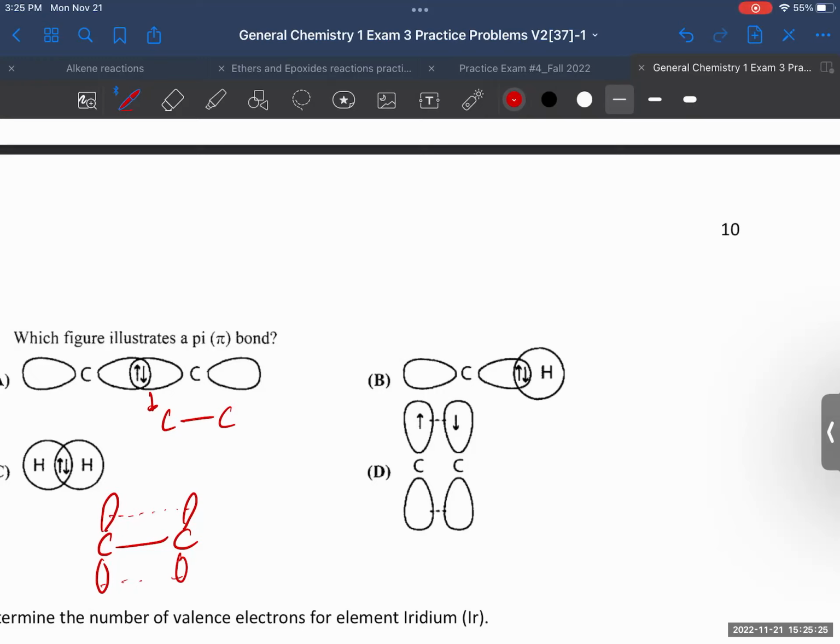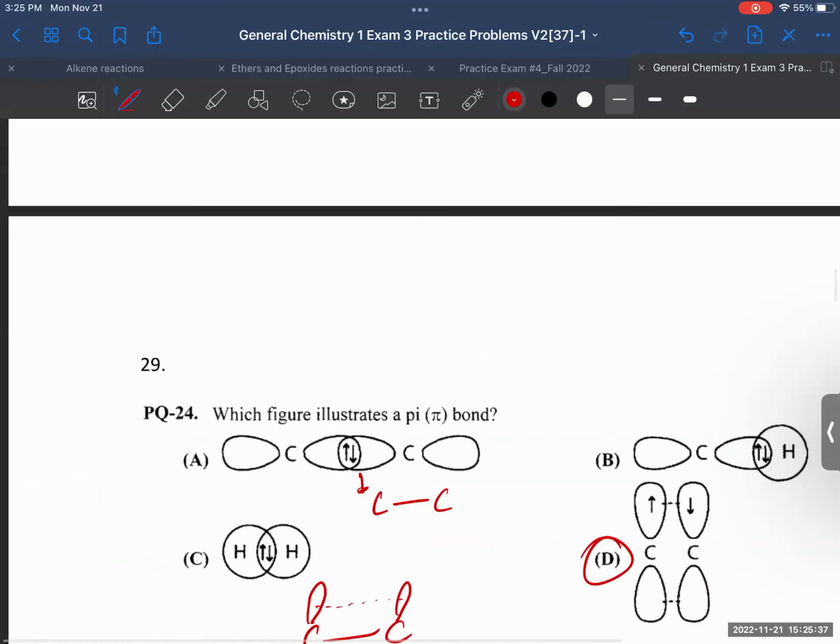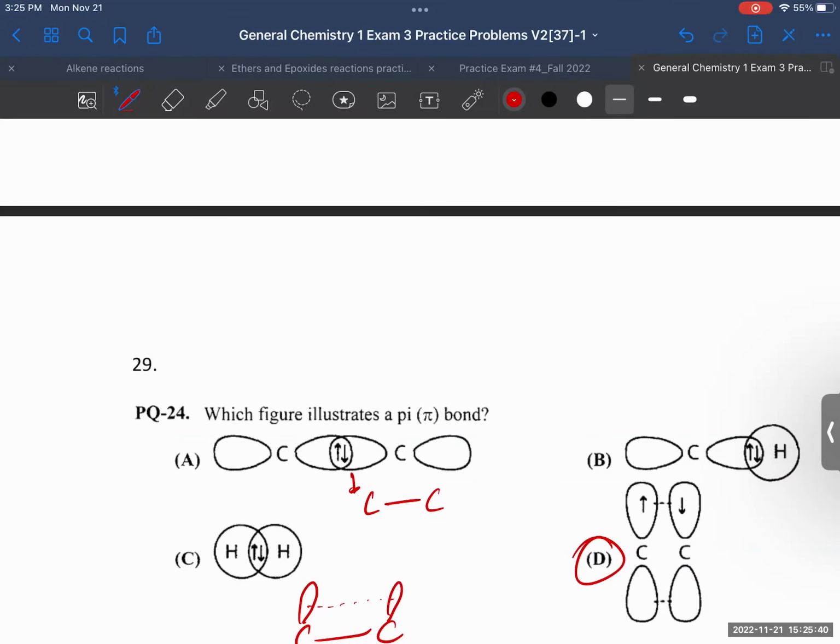All right, so the correct answer is actually D. You've got the overlap of two p orbitals across their axis. If you see a Venn diagram, it's a sigma bond. If you don't see a Venn diagram, it's a pi bond.